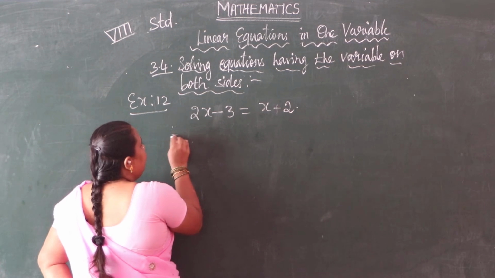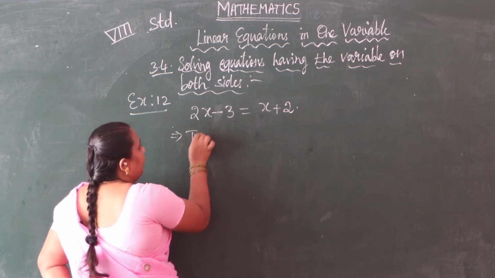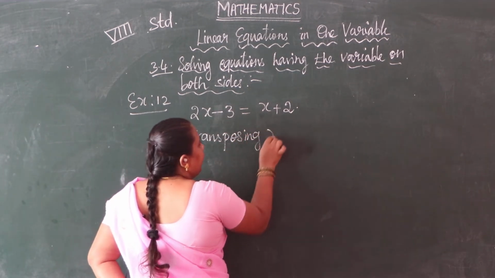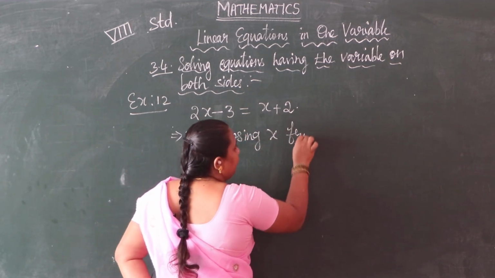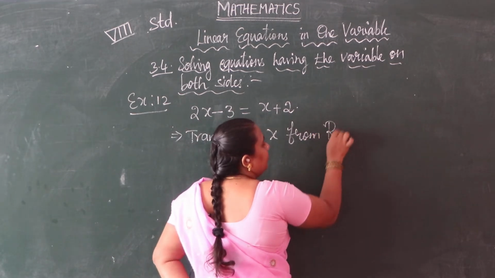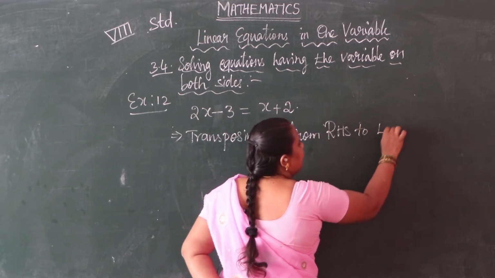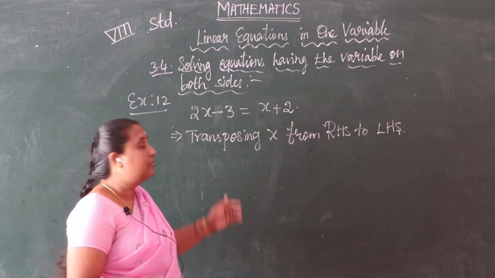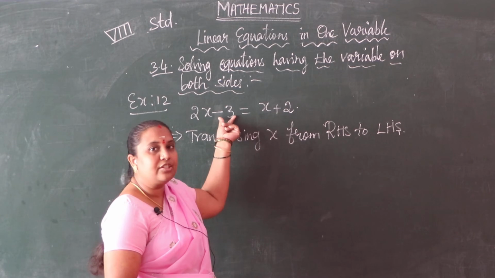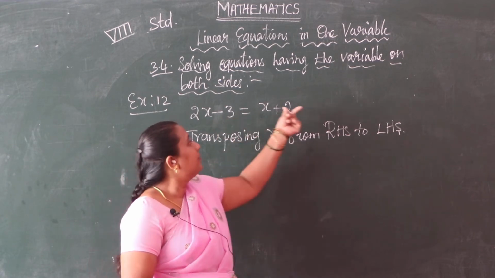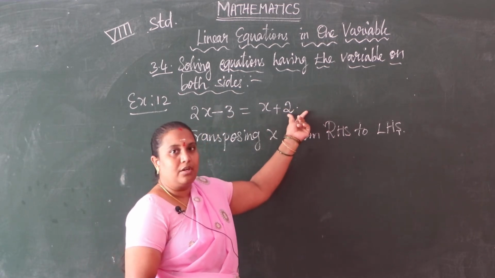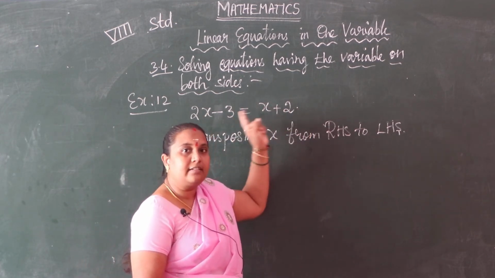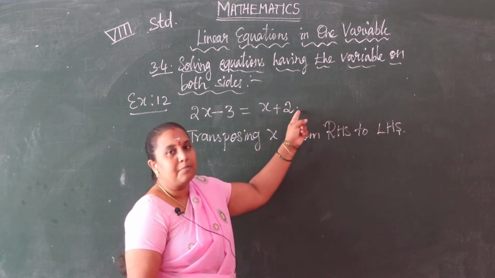So here we are transposing from RHS to LHS, and we have a term minus 3 in the LHS. This also we should group to the plus 2. So here minus 3 is transposed to the RHS as plus 3.